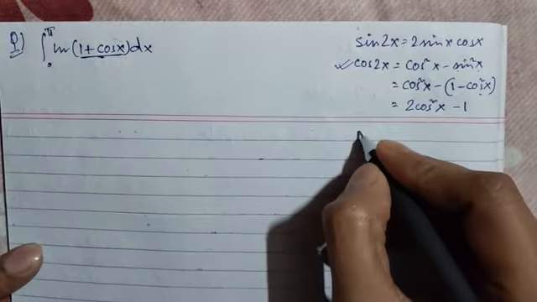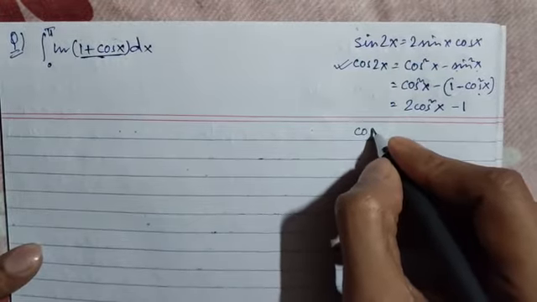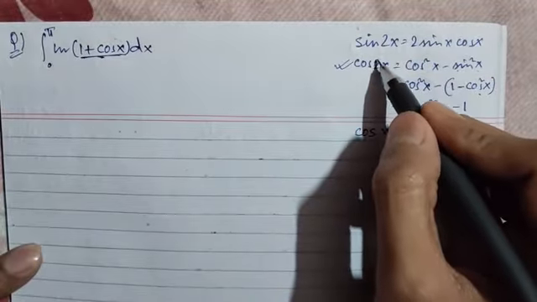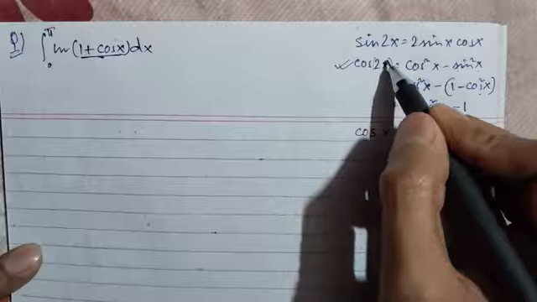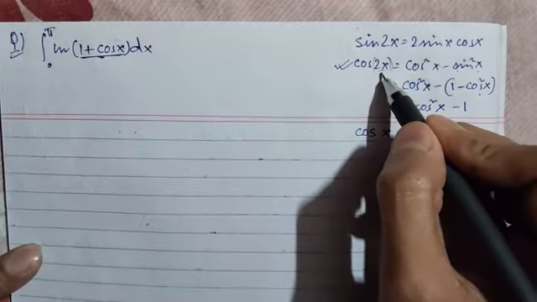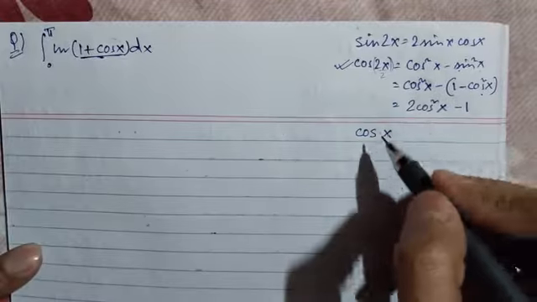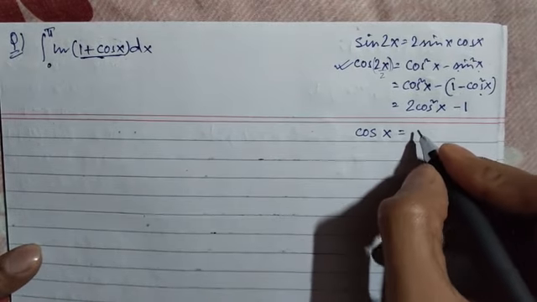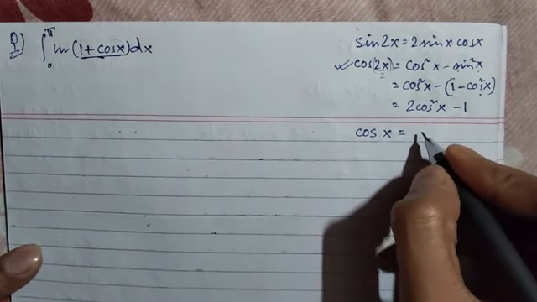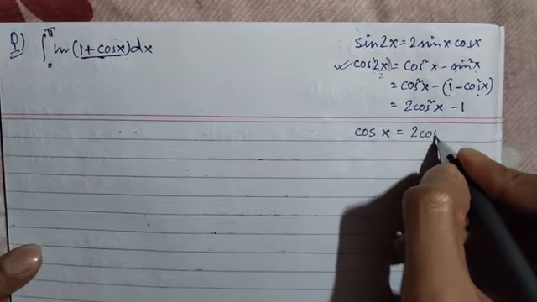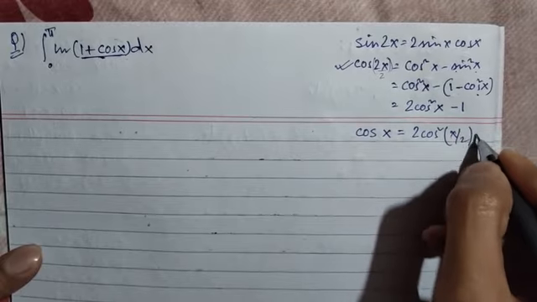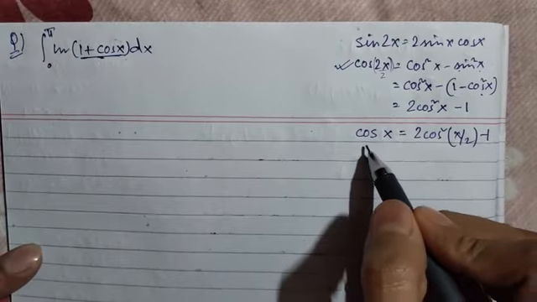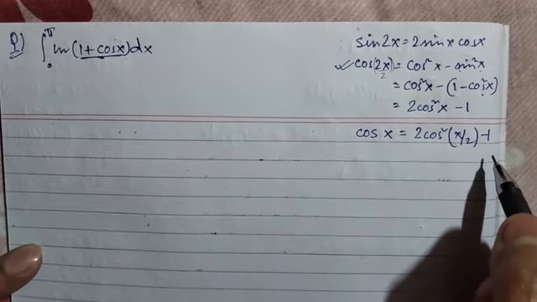Now to get the submultiple angle, since 2x is an angle, we divide the angle by 2 to get x. So we get cos x equals 2 cos²(x/2) minus 1. So we got the formula for cos x: 2 cos²(x/2) minus 1.